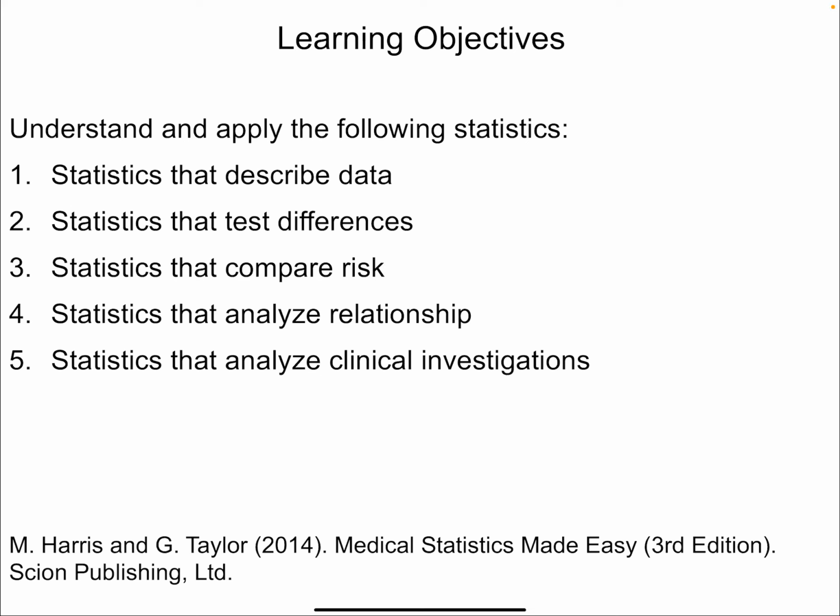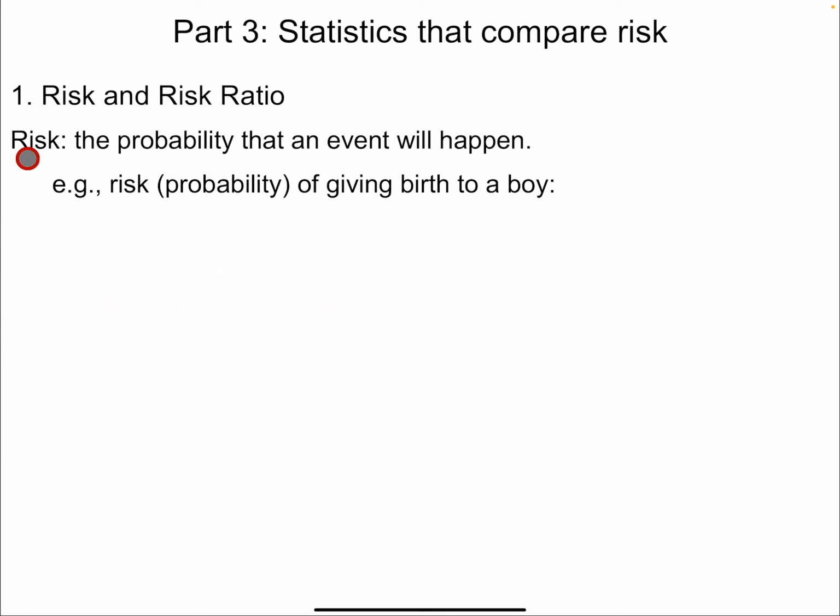In the previous video, we covered statistics that test differences. In this video, we will talk about statistics that compare risk. Risk is the probability that an event will happen. For example, one boy is born in every 2 births. So, the risk of giving birth to a boy is 1/2.